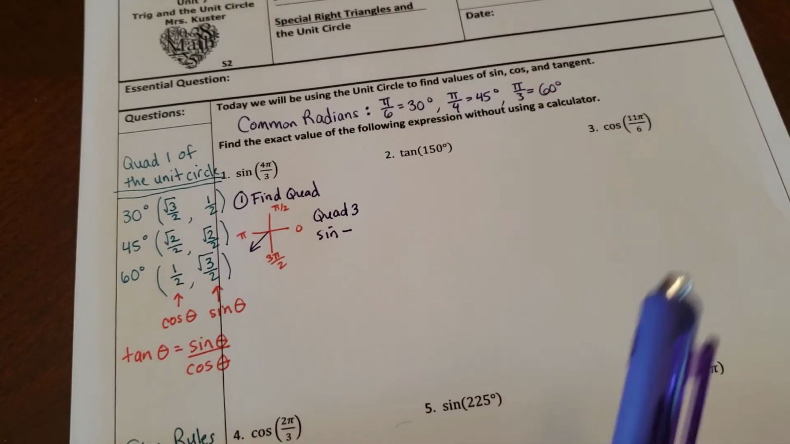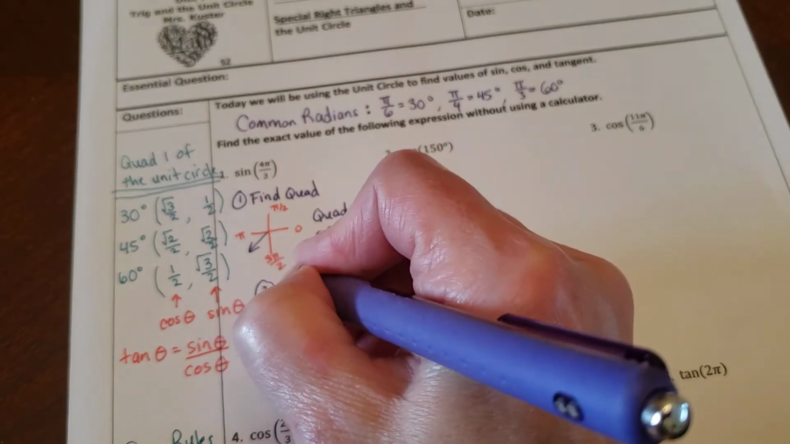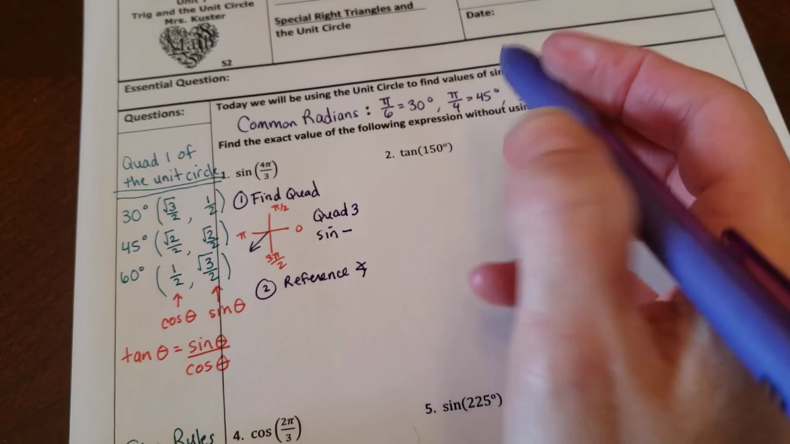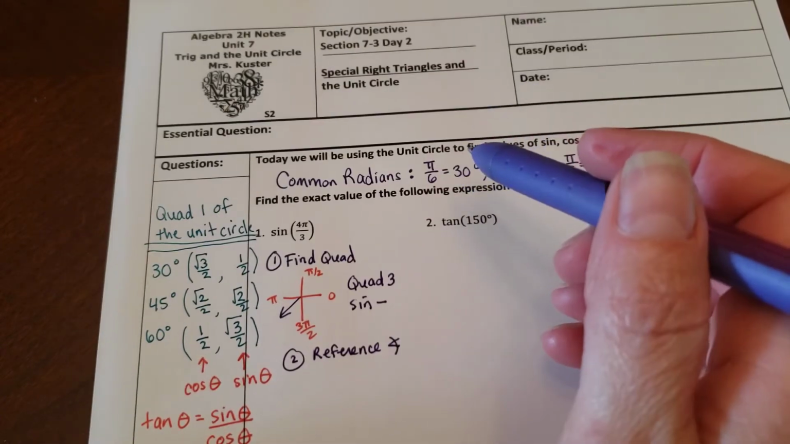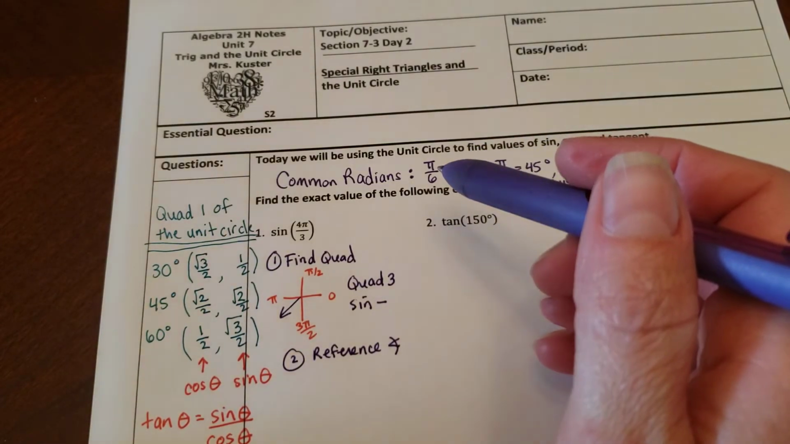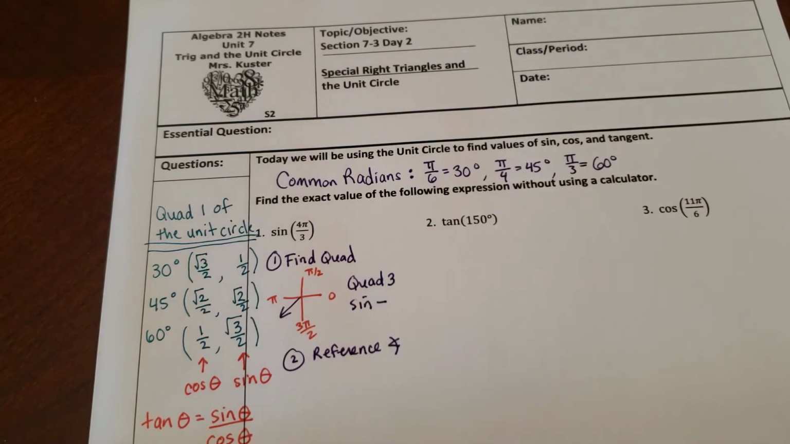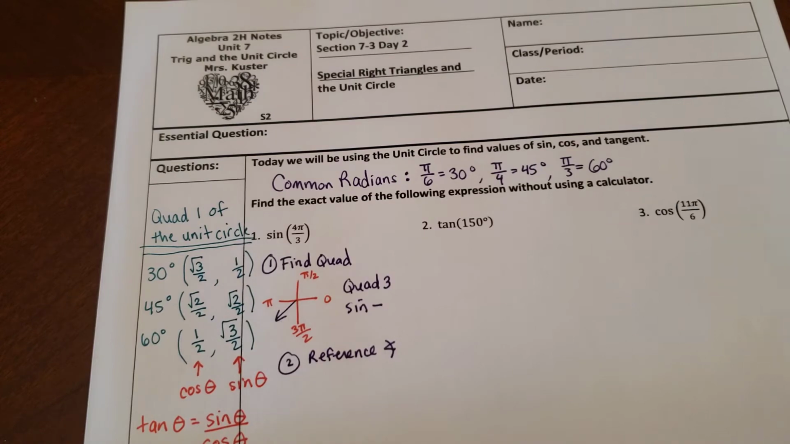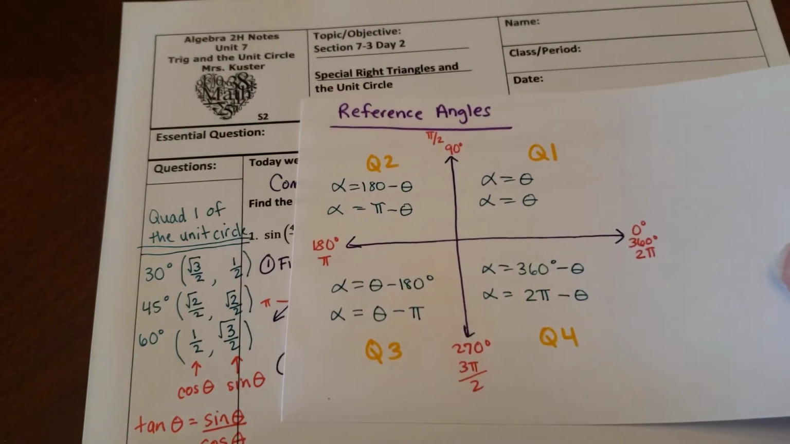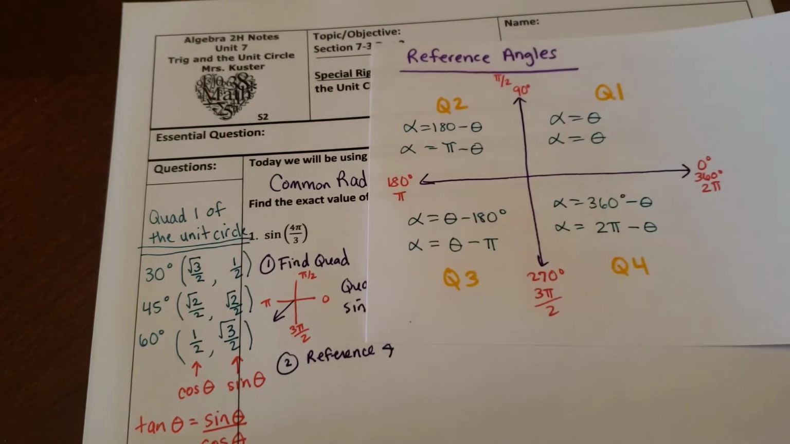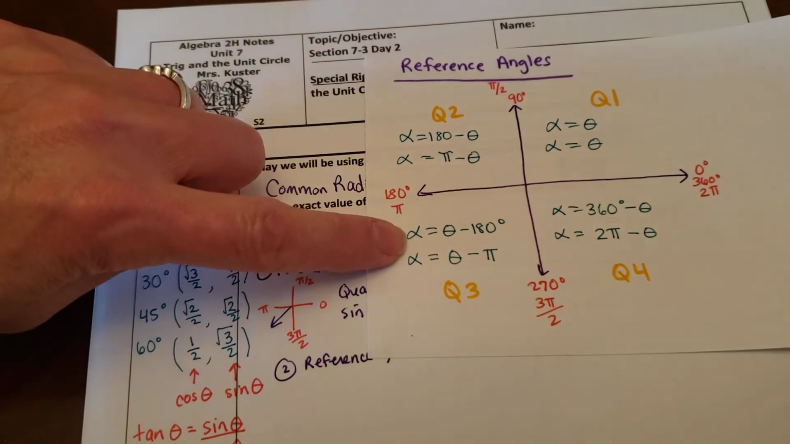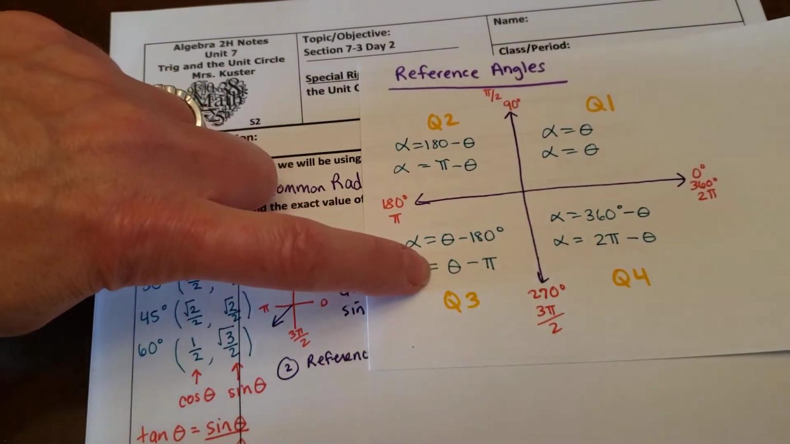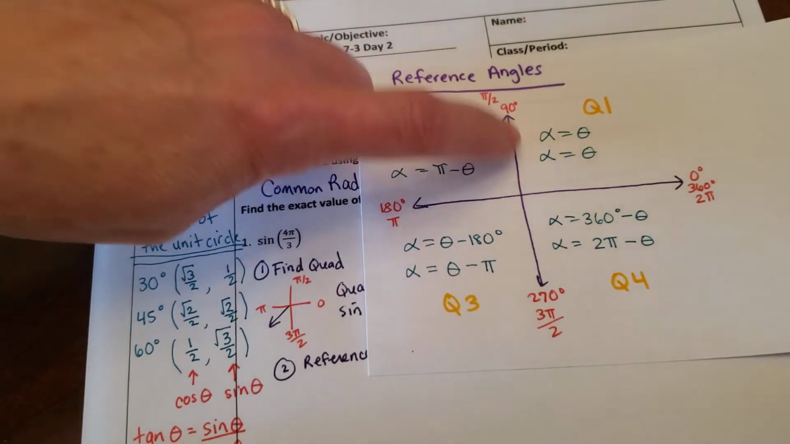The next thing we're going to do is find the reference angle. So we're going to basically go back to the first quadrant and find the reference angle, so that way we don't have to memorize more. And this is what we did last week. So if you remember the reference angles, we're in quadrant 3. So quadrant 3 says that we're going to do theta minus pi, and that's going to give us our reference angle. So we'll be back in quadrant 1.